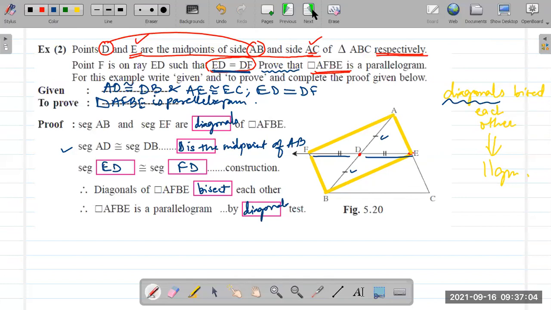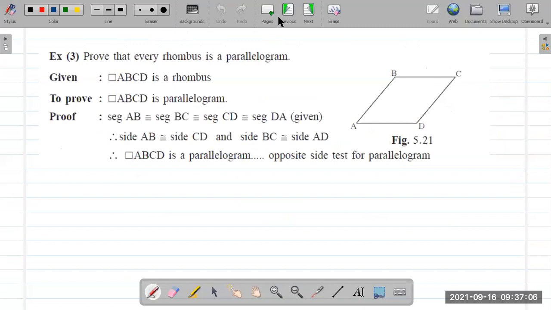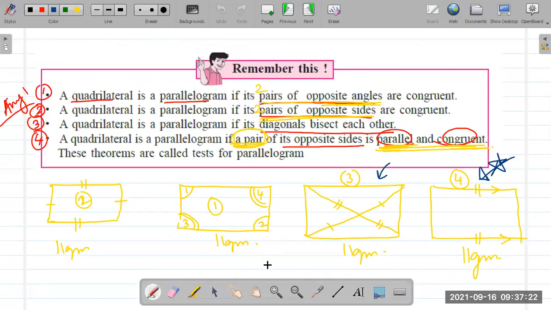So I think we can look at one more question. Prove that every rhombus is a parallelogram. Concentrate again. You should always think, which property should I use? Which property should I use? Always this question should come to your mind.